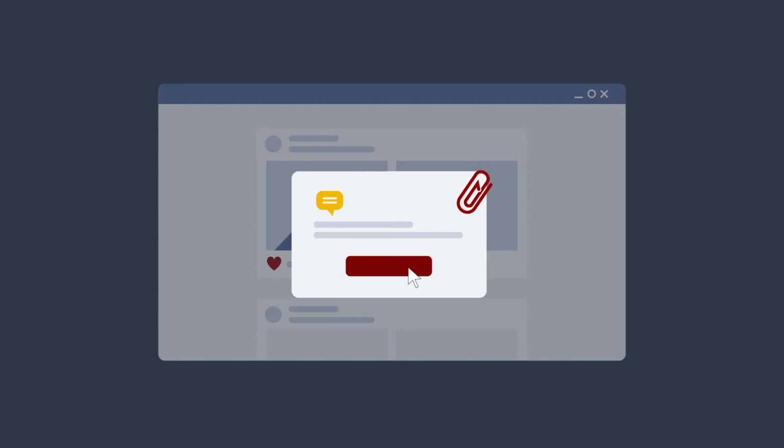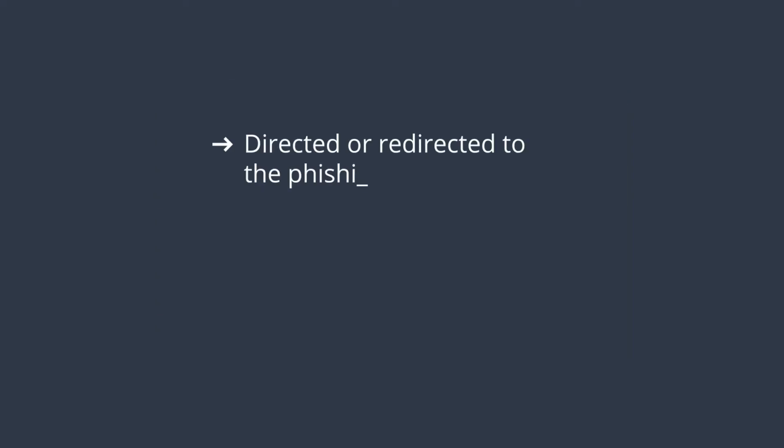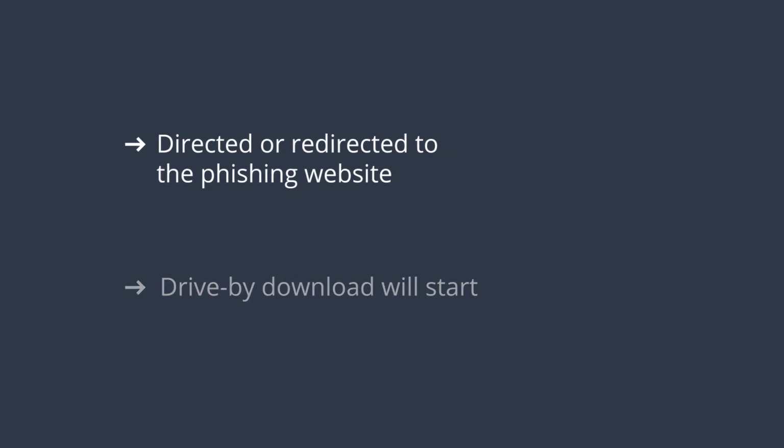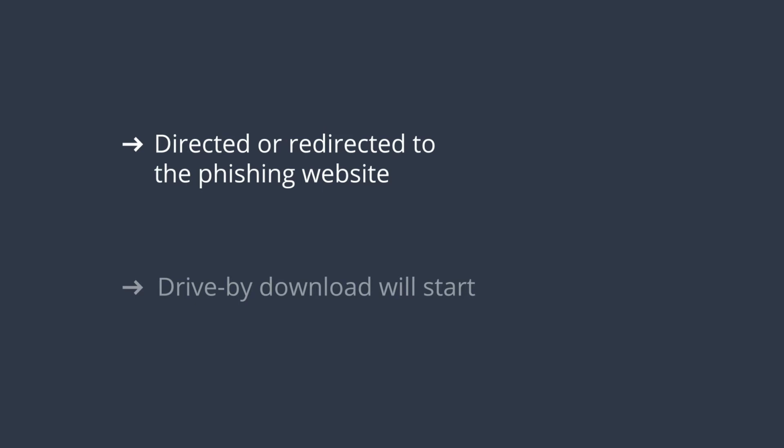Once a target clicks on the URL or opens the attachment, two outcomes are possible. They will either be directed or redirected to the phishing website, or a drive-by download will start without the target even being aware. If a target is led to a phishing website, they are likely to be prompted to log in and share certain private information, like credit card credentials. After submitting the information, the targets may or may not be redirected to the legitimate website, so that they remain unalerted, while the data collected is sent to the attackers.